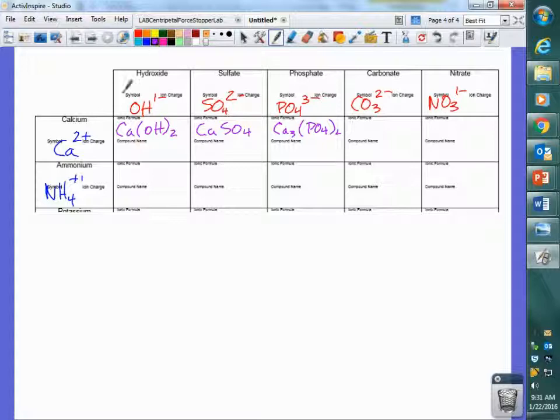What part of an ionic compound always comes first in the formula? The cation. Even though this is polyatomic, it's still a cation. So it comes first, NH4. But how many NH4s did we need? 2. So put it in parentheses, and the 2. How many sulfates did we need? Just 1. Any parentheses there? No parentheses there.